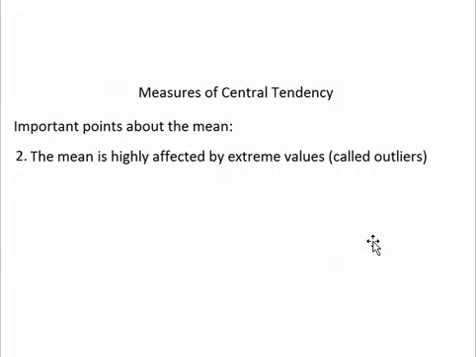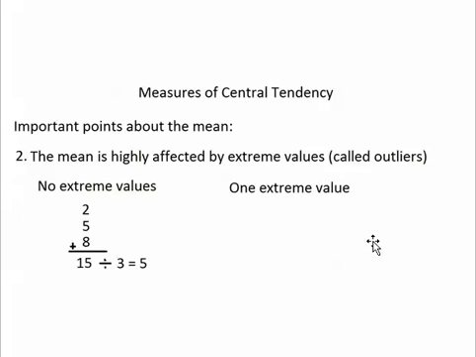Also, the mean is highly affected by extreme values, which are called outliers. Here's an example. Here we see that the mean of 2, 5, and 8 equals 5. But what if I change the 8 to an extreme number like 173? This one number would raise the mean by quite a bit. We can see that the mean goes from 5 all the way up to 60.